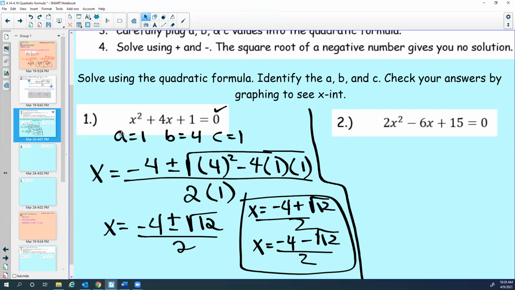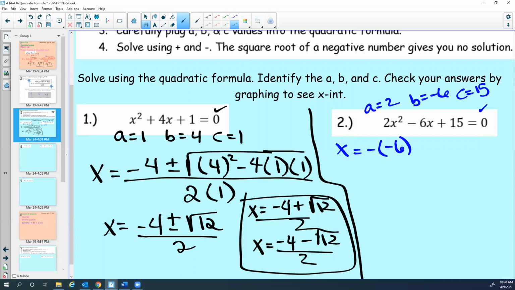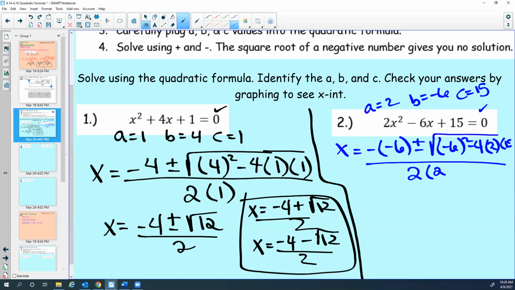Okay. So on the next one, I am equal to 0. My A is 2, my B is negative 6, and my C is 15. So x equals negative B. And notice that I'm putting that negative 6 in parentheses because I need to make sure I pay attention to that. I'm doing the opposite of negative 6. All right, plus or minus the square root of B squared minus 4AC all over 2 times A.